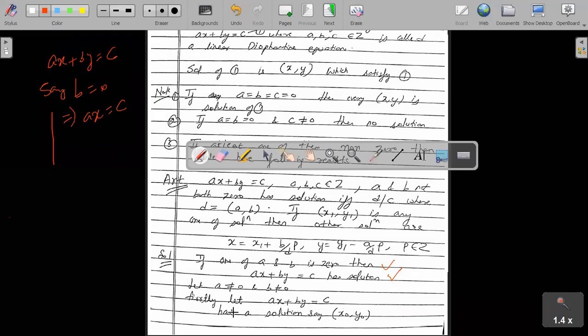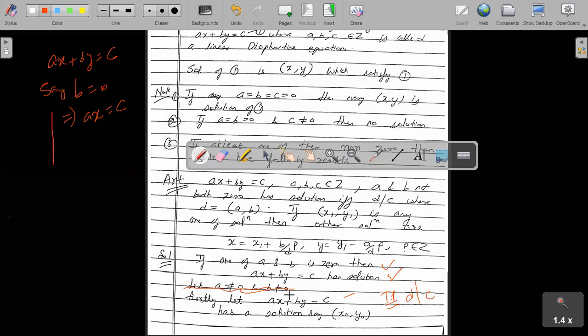So let us move to the next case when both of them are non-zero. So let a is not equal to 0 and b is not equal to 0. So first we are assuming that ax plus by is equal to c has a solution. We will prove that the GCD will divide c. We will do this part.